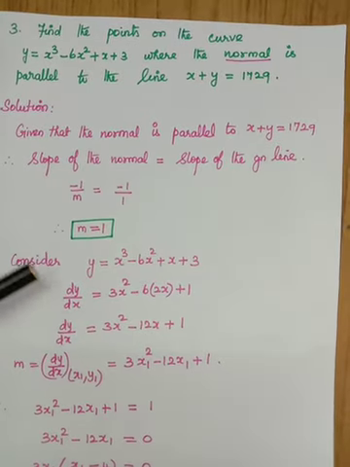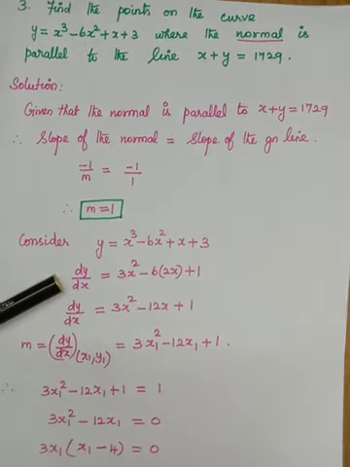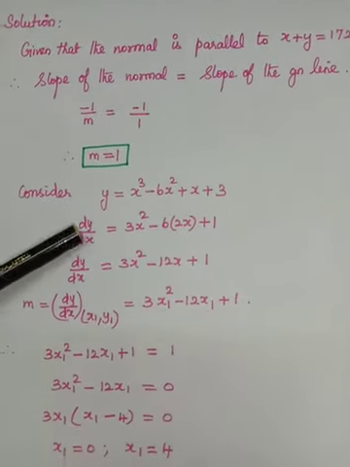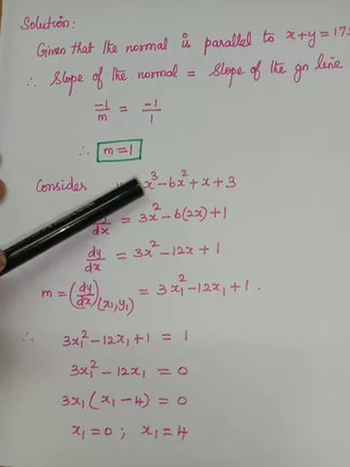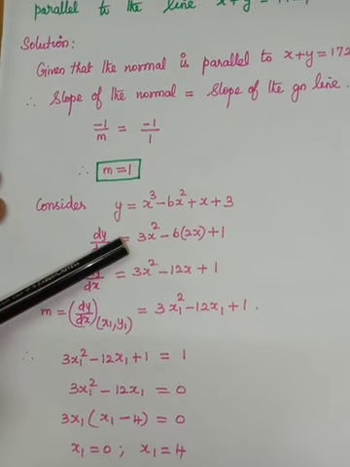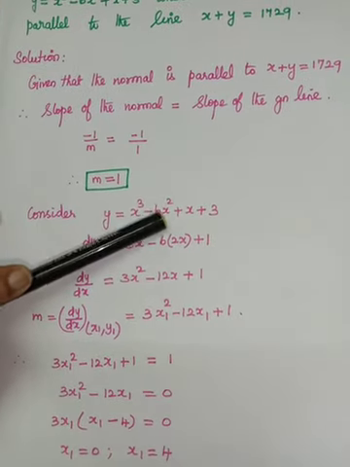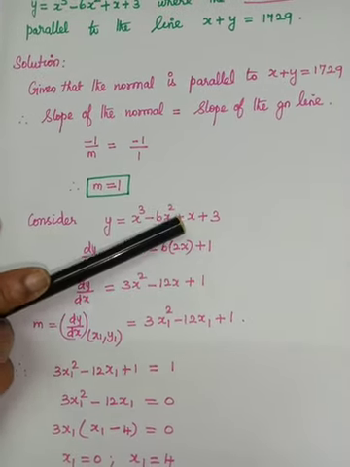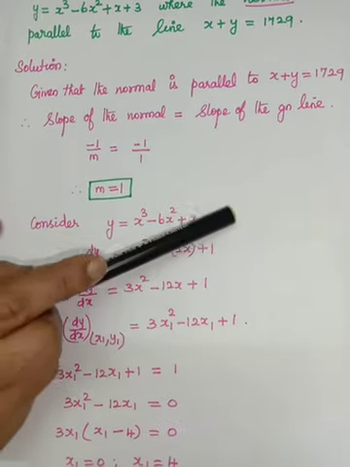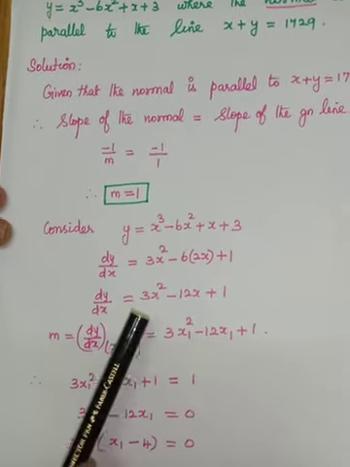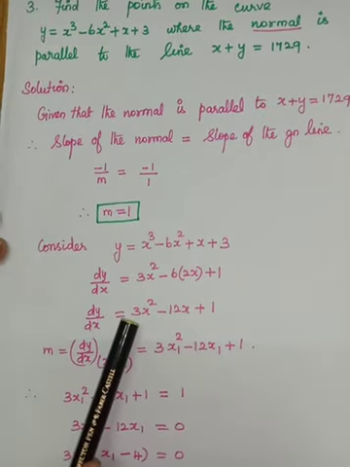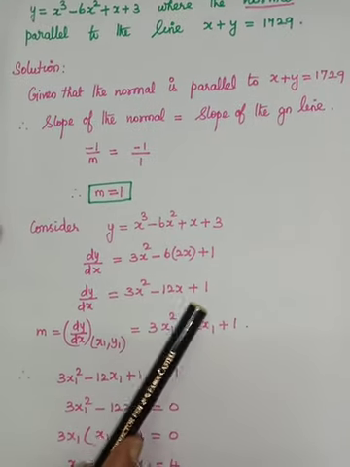Okay, you take the curve and you have to differentiate with respect to x. So dy by dx is equal to, the differentiation of x cube is 3x squared. Minus 6 is a constant. The differentiation of x squared is 2x. The differentiation of x is 1 and the differentiation of the constant is 0. So you will get dy by dx as 3x squared minus 12x plus 1.